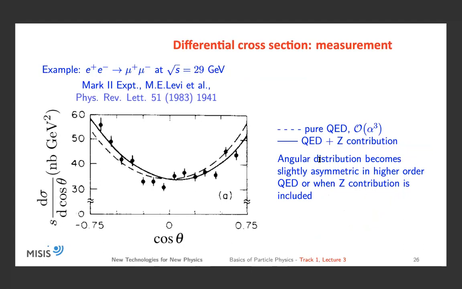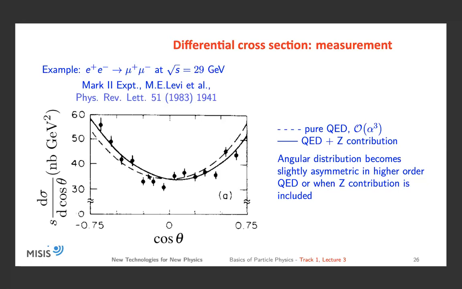Now let's see how it actually compares with the experiment. So here for you, the graph from the actual experiment carried out in 1983 at the Mark II collider. And the energy of this collider, the square root of s, was equal to 29 GeV. So this energy is well below the Z boson mass, which is, as you know, about 90 GeV. And in this graph, you can see the following thing. You can see the data points with uncertainties. And then you can see two theory curves.